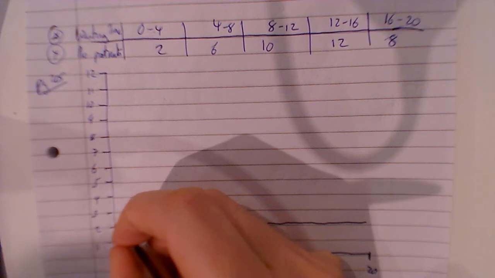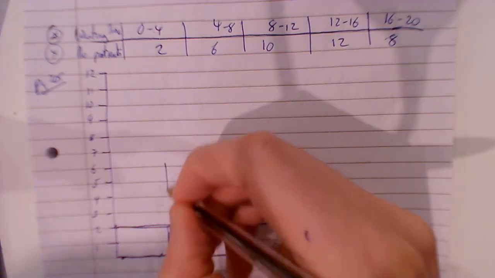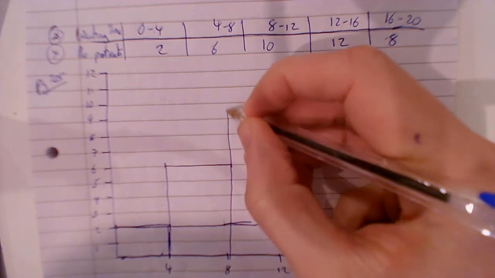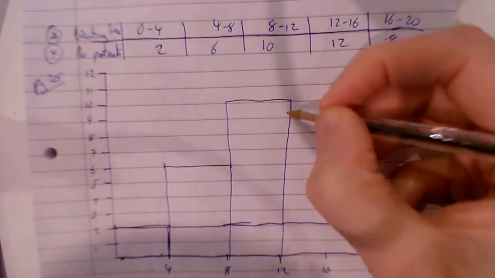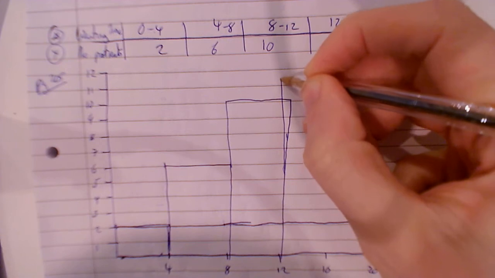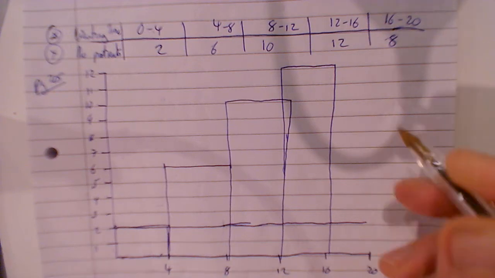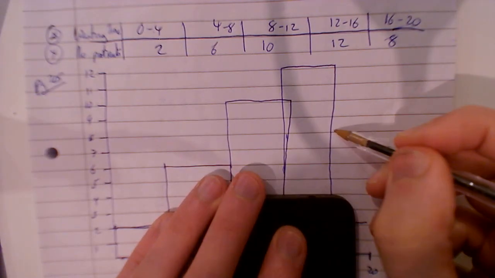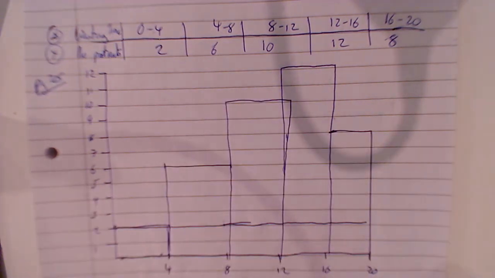0 to 4 is 2. My previously drawn line. 4 to 8 is 6. So you go up to 6. 8 to 12 is 10. 12 to 16 is 12. And obviously you're going to use a ruler. I do not have a ruler on me, but you could use a book. You could use a phone. So I could come up like this to 8, go across, and I could draw it like that. Already looks better with that straight line down there.